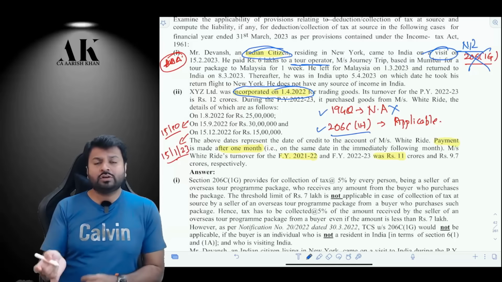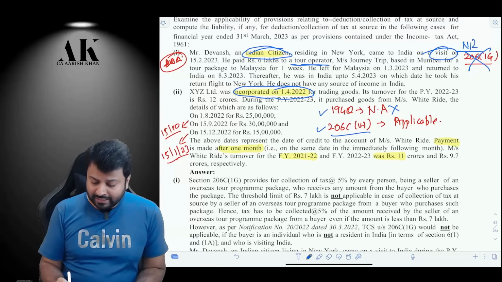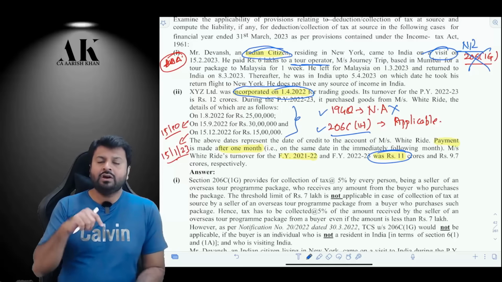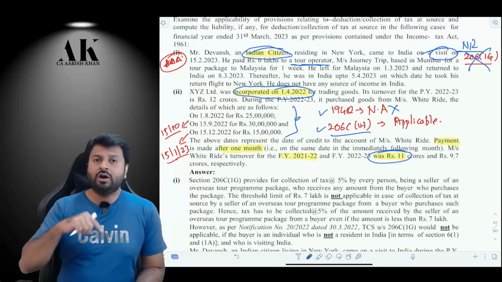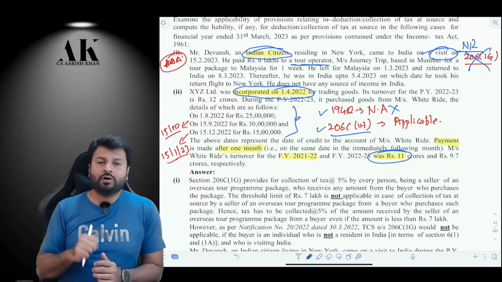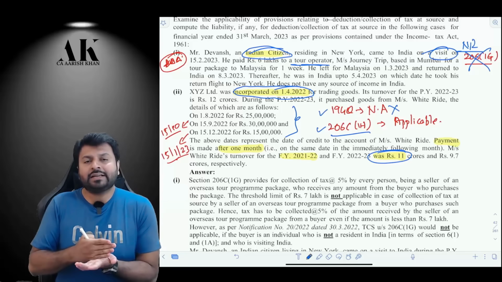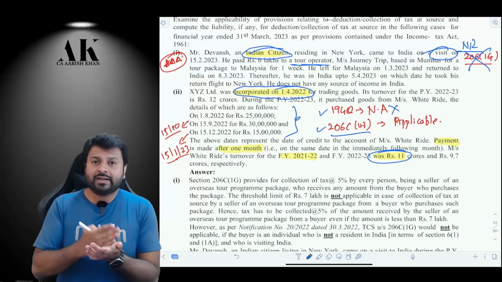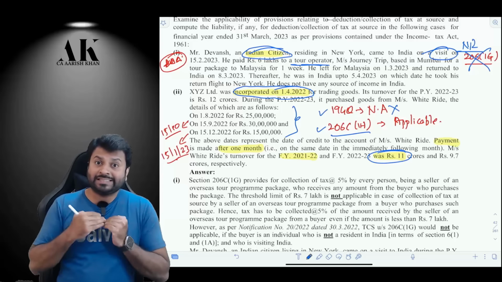For seller, 206C(1H) may be applicable. How? The seller's last year turnover is more than 10 crore. Yes. And seller is selling the goods in the current year of more than 50 lakhs. So, seller will be liable for what? Collecting TCS. Now, in TCS under 206C(1H), TCS is not collected on accrual basis. TCS is collected under 206C(1H) on receipt basis.